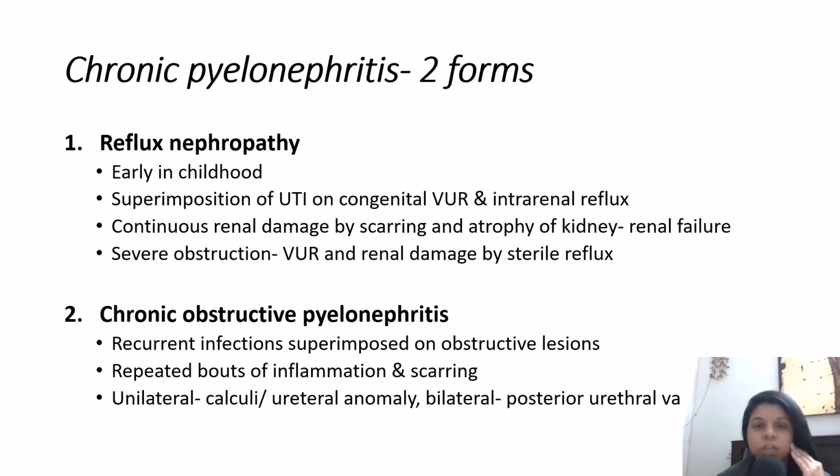And then there will be vesicoureteral reflux and intrarenal reflux. When the obstruction is there, first it will be sterile reflux, that is, the urine is just going back, and later on it will get infected. Chronic obstructive pyelonephritis, as I said, is because of calculi or prostatic hyperplasia, or in small children there can be a posterior urethral valve.